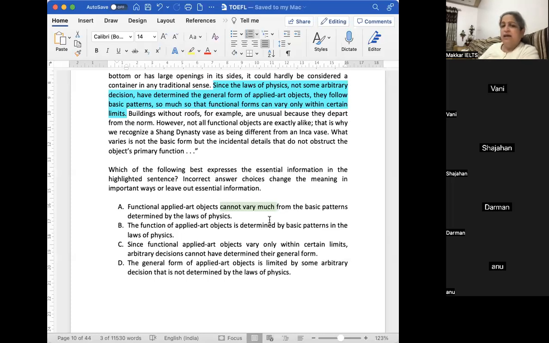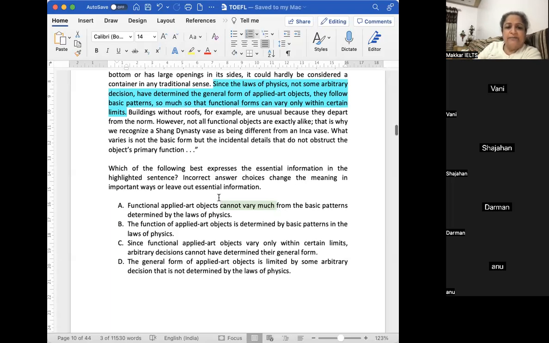If you read the question, it says, which of the following best expresses? So the other incorrect answer choices change the meaning in important ways or leave out essential information. Either the meaning is changing or essential information is being left out. Not everything that is expressed in that is given in that. Only A is the correct answer. Okay. You have 0 to 1 sentence simplification questions in your actual TOEFL exam. It's 0 to 1. So 1 mark out of 30.